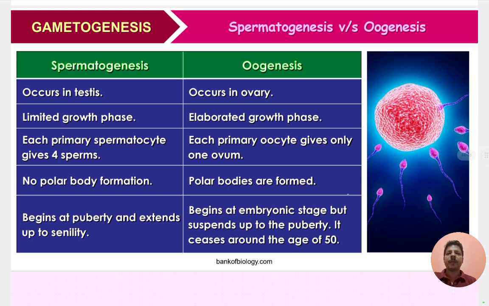Here is the difference between spermatogenesis and oogenesis. Spermatogenesis occurs in the testis. Oogenesis occurs in the ovary. Here the limited growth phase, elaborative growth phase. Each primary spermatocyte gives 4 sperm and each primary oocyte gives only 1 ovum. No polar body formation in spermatogenesis, while polar bodies are formed in oogenesis. Spermatogenesis begins at puberty and extends up to senility. Oogenesis begins at the embryonic stage but is suspended up to puberty. It ceases around the age of 50.